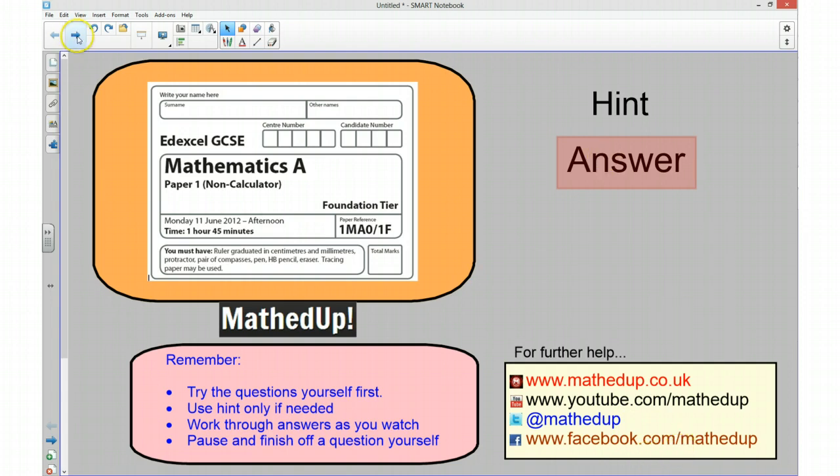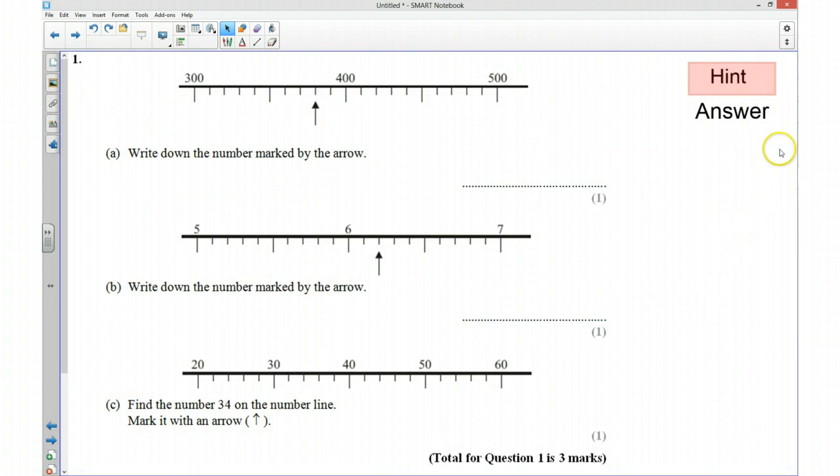Okay, so getting started then, we're going to have a look at question 1. So I'm first of all going to go through a hint. In this question we're going to write down the numbers that are marked. My hint to you is to first of all decide what gaps there are, what each of these gaps represent. So how much does each of these gaps along here represent? Once you know how much the gaps represent, that will hopefully lead you into knowing what the numbers are going to be. So those are my hints, so if you'd now like to pause the video and have a go.